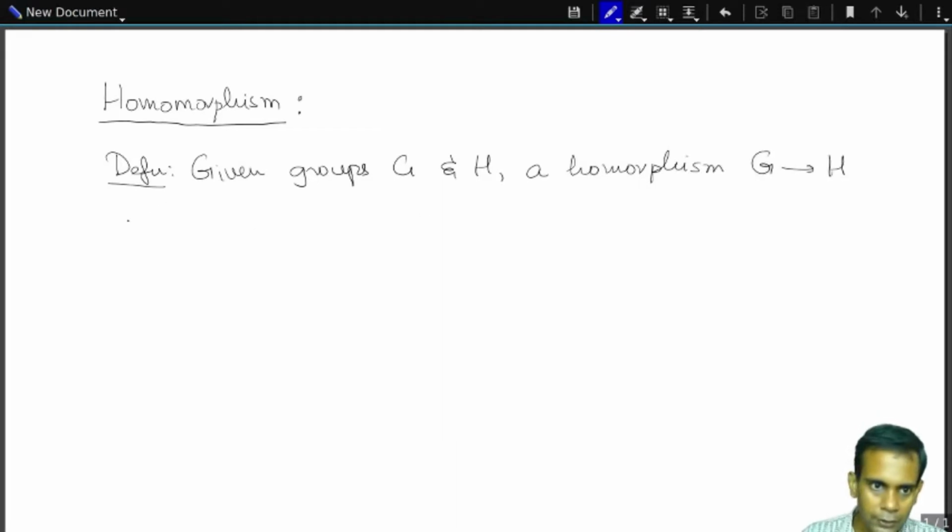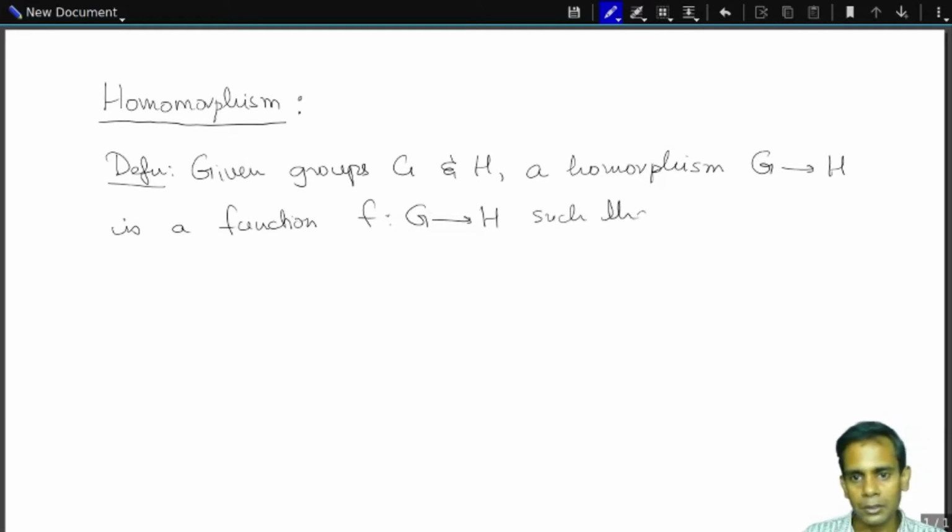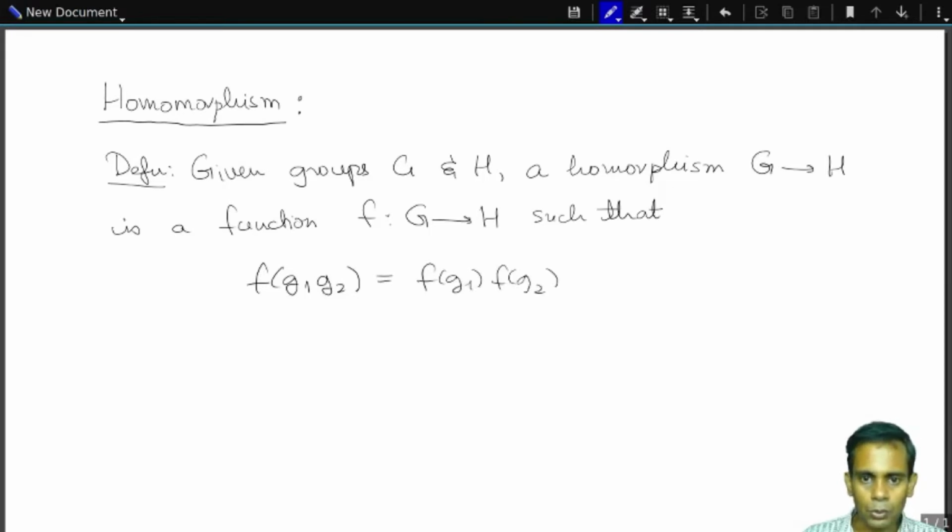is a function f from G to H, which basically takes the group structure of G and transfers it to the group structure of H, namely f of g1 g2 is f of g1 times f of g2 for all g1, g2 in G.